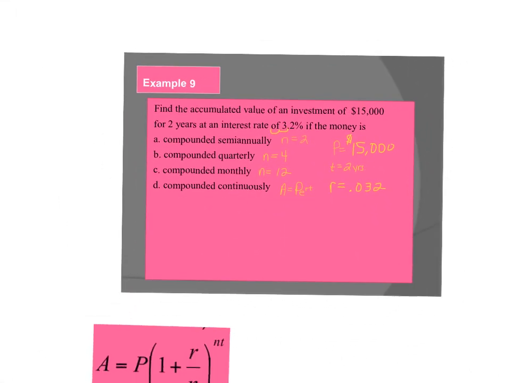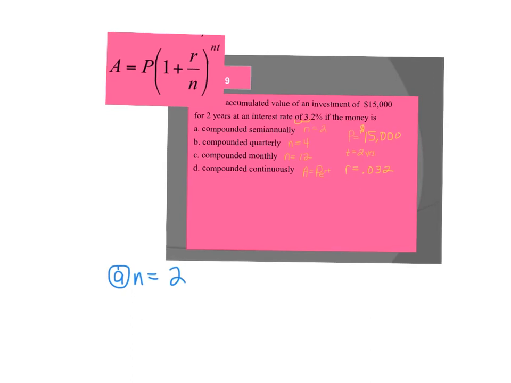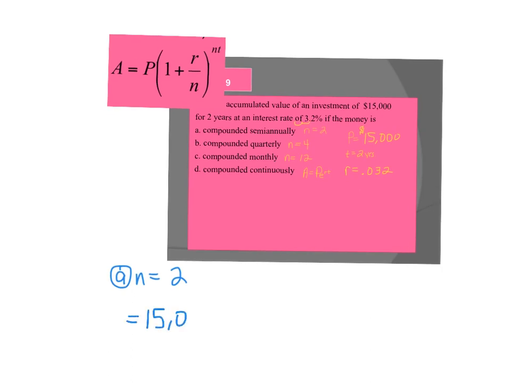Look, I have my formula right here so we can look at it. If I'm compounding semi-annually, my n, in this case for letter A, equals how much? Semi-annually? 2. So I'm going to take my formula. I have my principal, which is 15,000, correct? Times 1 plus, what's the interest rate? 0.032 divided by, what is our n? 2. And then that's raised to the n times t. So n is what? 2. And our t is what?